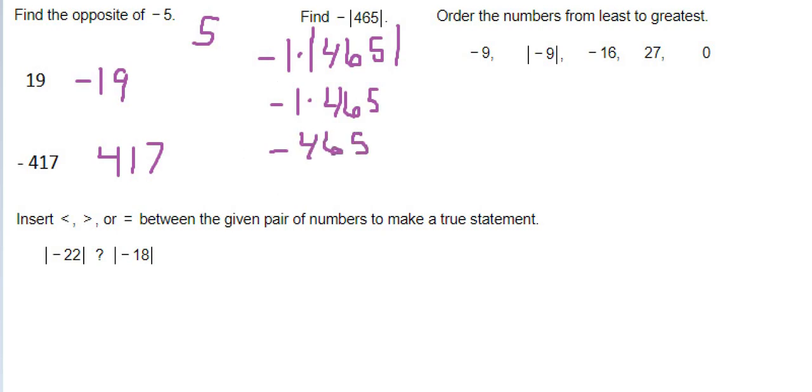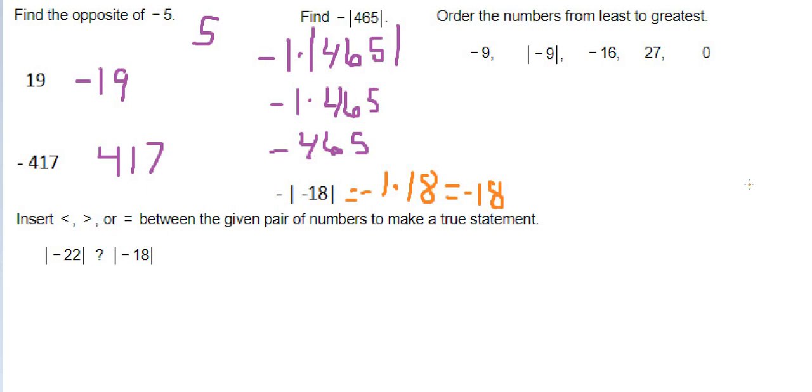Now, if the question was, let's put a negative there, absolute value of -18, well, you take the absolute value of -18, which is a +18, and it's really -1 times 18, which is -18.